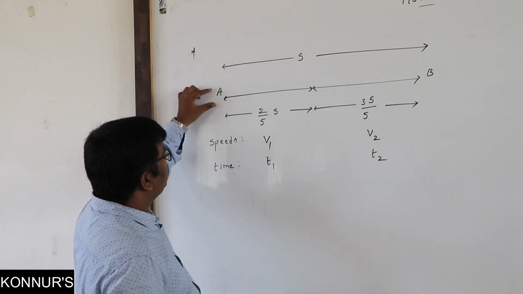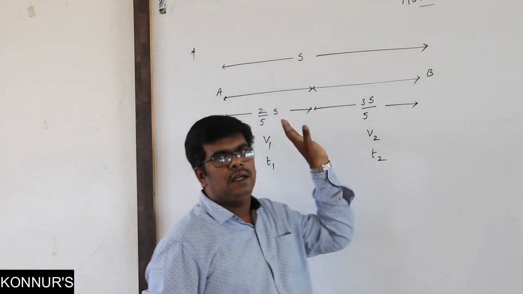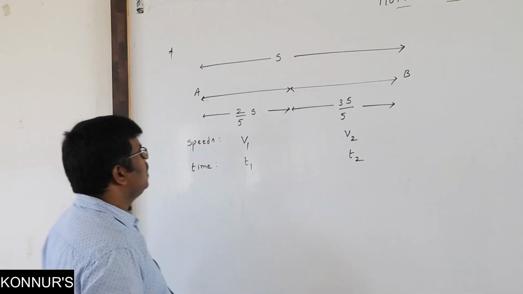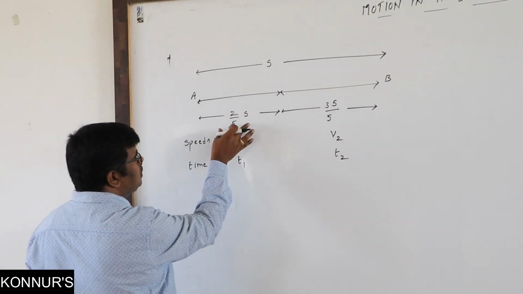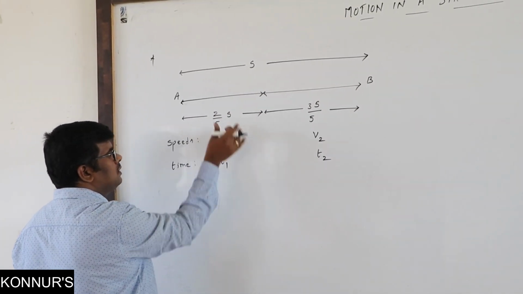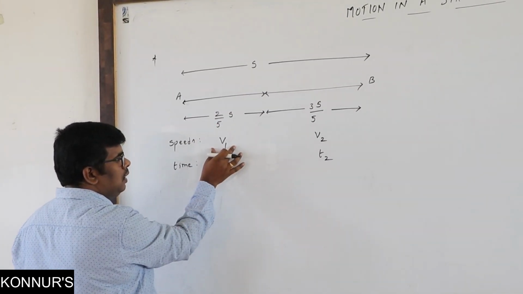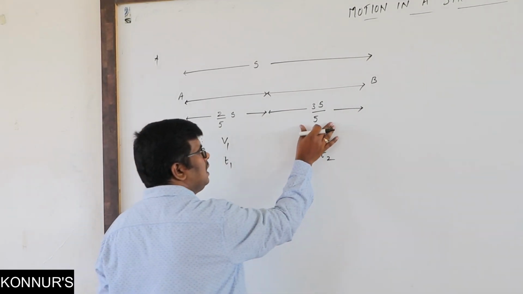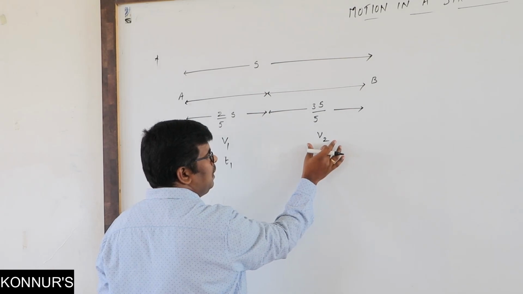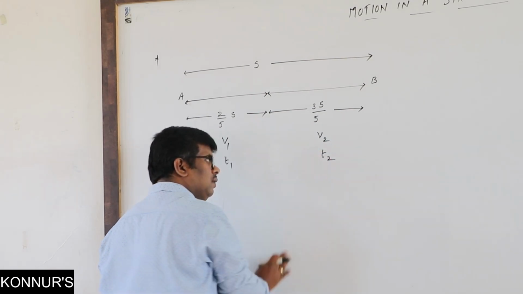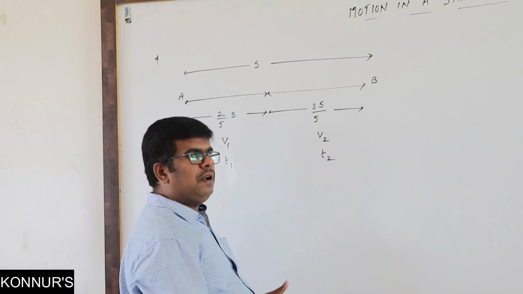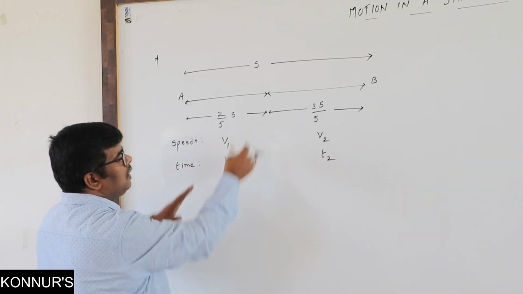If a body travels from A to B and covers a total distance S, in this, the first 2/5 of the distance it is traveling with a speed v1 in the time interval t1, and the next 3/5 of the distance it is traveling with a speed v2 in the time interval t2. In the previous cases we discussed equal length parts and equal time parts, but here the distances are not equal parts.